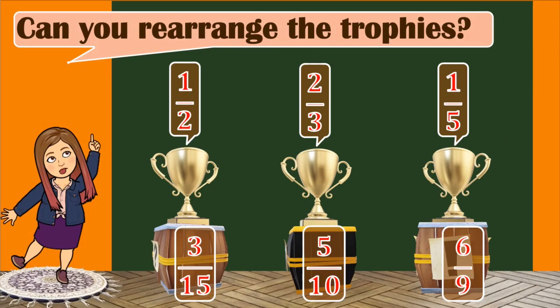Let's have an exercise. We have here 3 trophies displayed on 3 barrels. The trophies and the barrels have fractions in it. Can you rearrange the trophies so that their fractions would be the same with the fractions on the barrels? Try it in your notes. Pause.